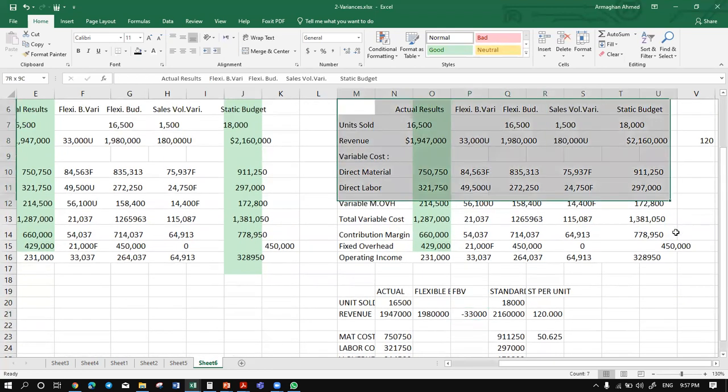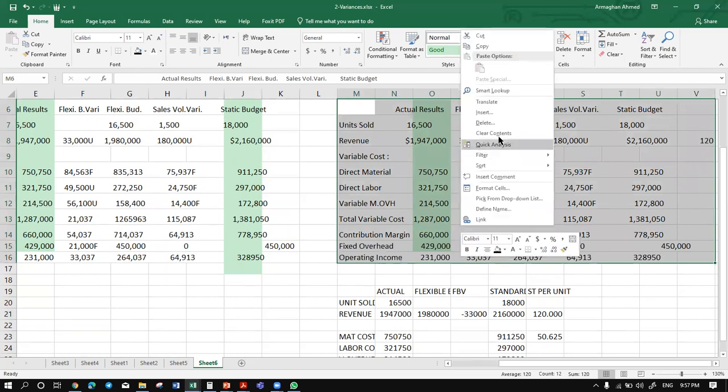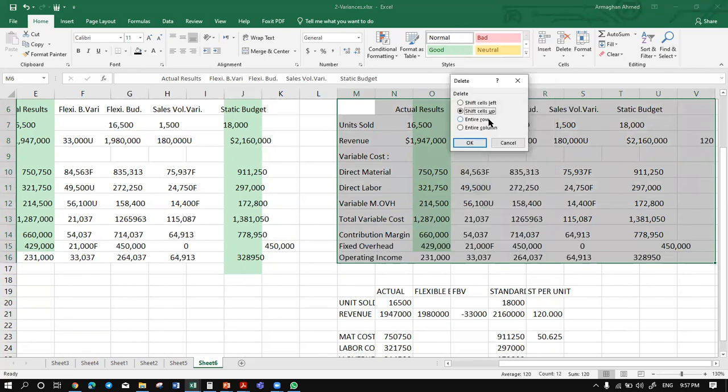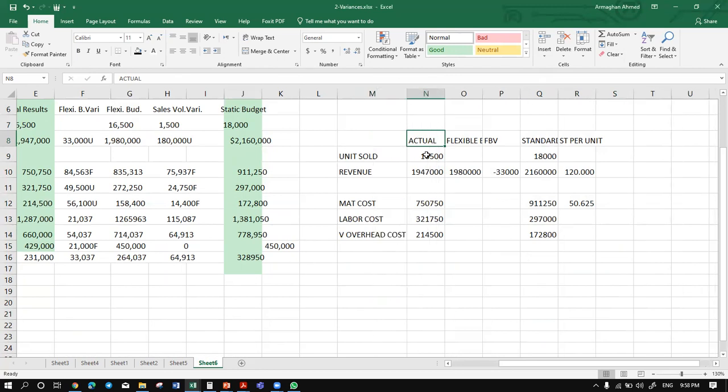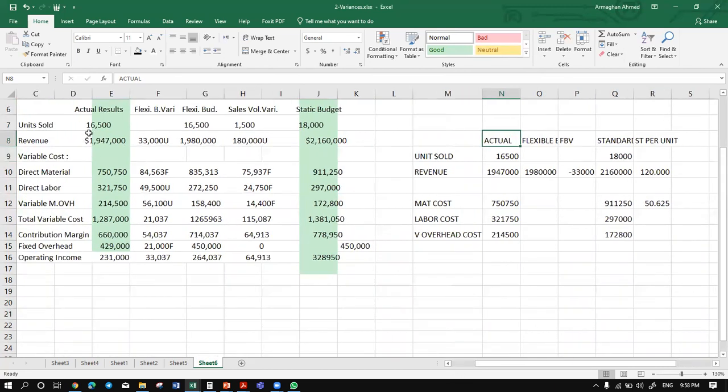Here, basically, let me delete this all. Okay, so here is the data we have. We can easily see that units sold are 16,500 and revenue was 1947. I kept the same, and then material, labor, variable overhead cost, I kept the same. And there were two things mentioned: the actual data and the standard data.